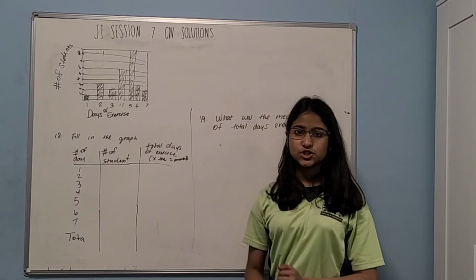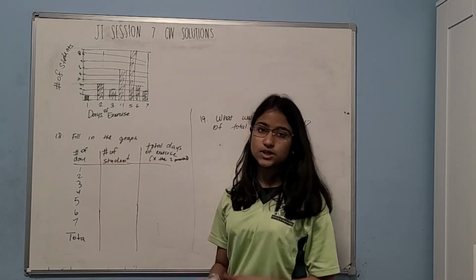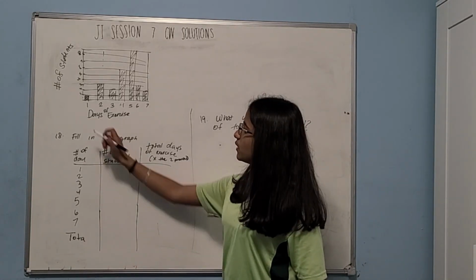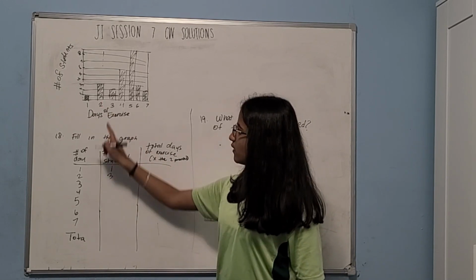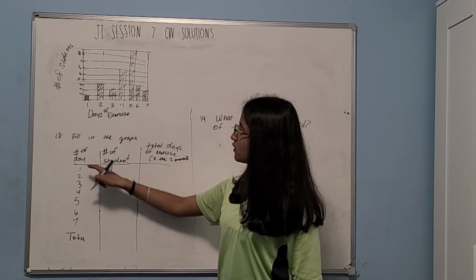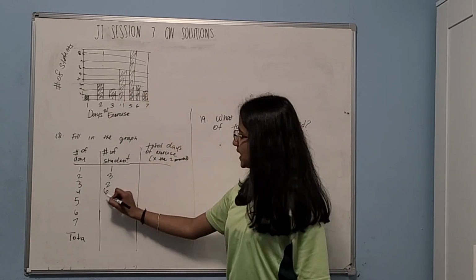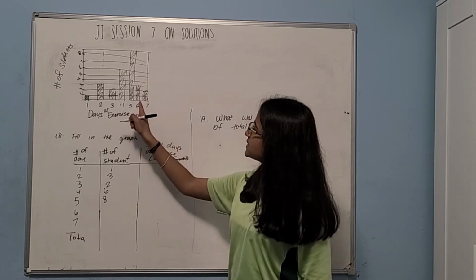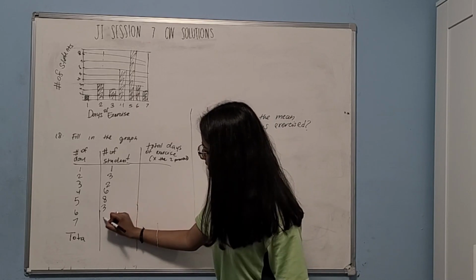Now we have to fill in this graph based on the data here. Again, we have the number of days. For the number of students, we just have to fill that in. So for the number of students for day 1, that's 1. For day 2, that's 3. For day 3, that's 2. For day 4, that's 6. Day 5, that's 8. Day 6, that is 3. And day 7, that is 2.